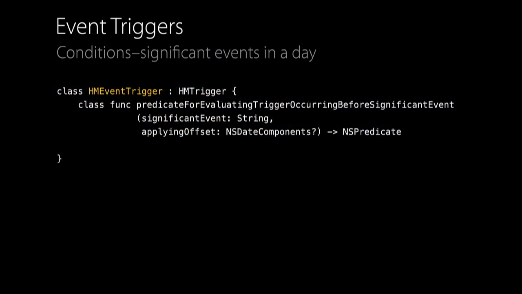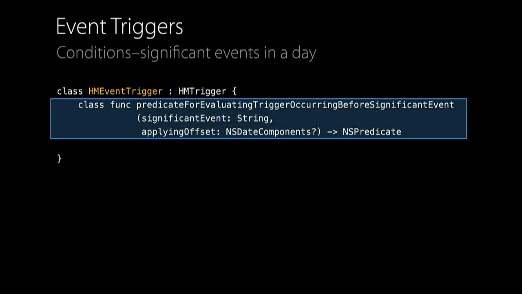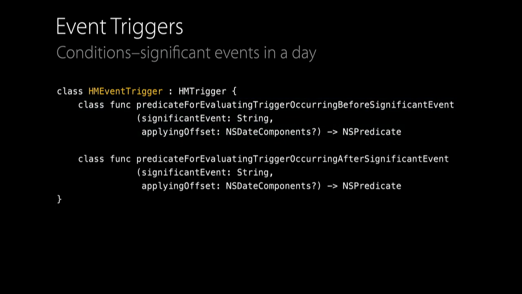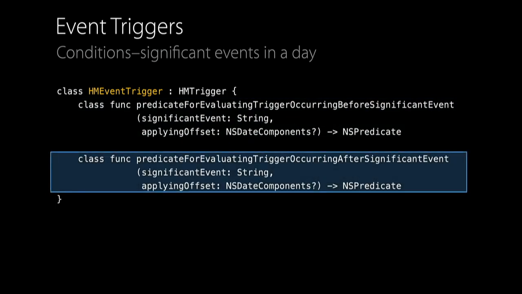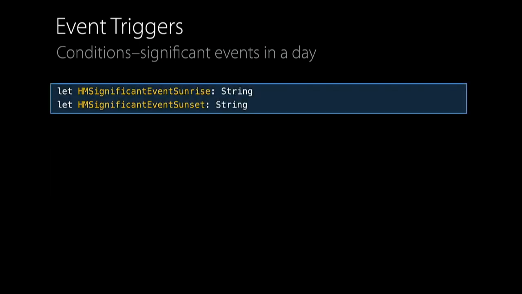And finally, significant events in the day. We have two convenience APIs for this. predicateForEvaluatingTriggerOccurringBeforeSignificantEvent takes an optional applying offset parameter, which is an NSDateComponents. And the second one, as you guessed it, is predicateForEvaluatingTriggerOccurringAfterSignificantEvent. We have two constants defined for significant events, sunrise and sunset.